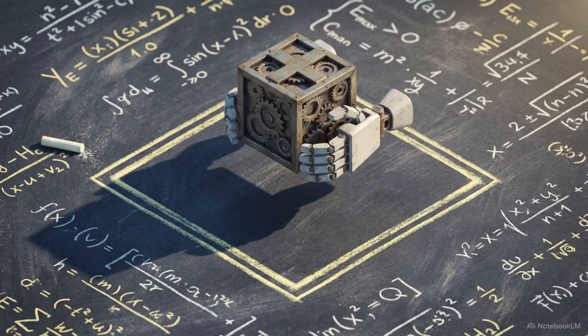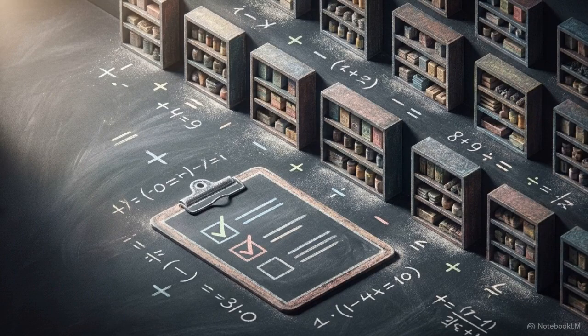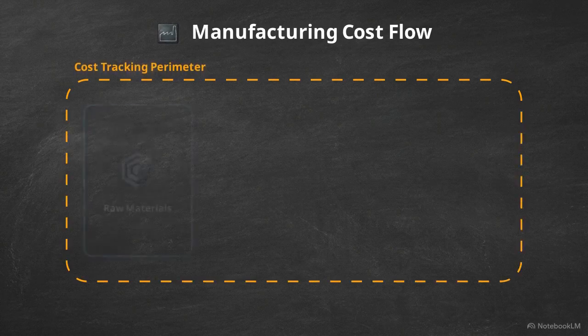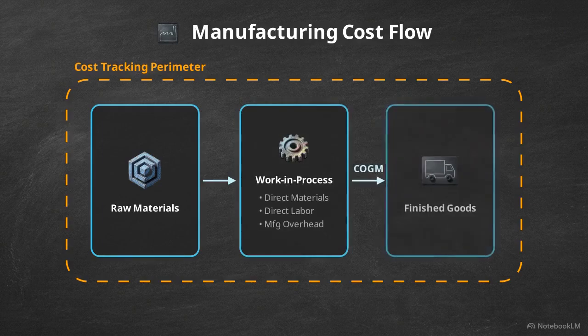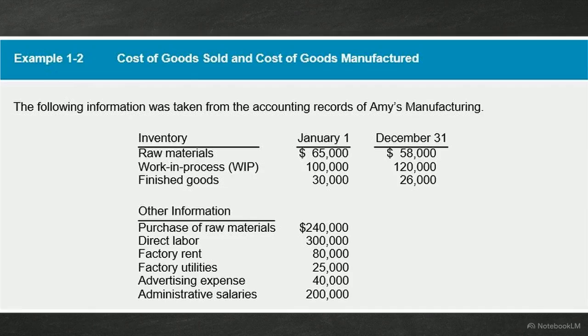Following the matching principle, this specific expense is entirely quarantined until the exact moment a customer takes ownership of the product. For a simple retailer, calculating this is straightforward. You track the inventory on the shelves. But a manufacturing firm builds its own inventory, which requires a multi-layered cost-tracking system to capture the physical flow of the factory floor. Take a look at this accounting record from Amy's Manufacturing.